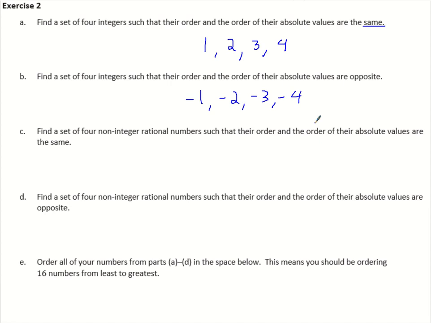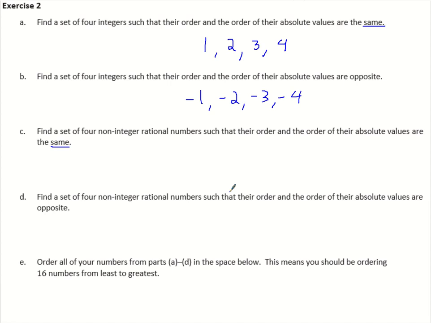Part C is very similar to part A, except instead of finding 4 integers that the orders are the same, now we're going to be finding 4 non-integer rational numbers. So these are going to be the things like fractions and decimals. Specifically, since it says non-integer, I can't use whole numbers. I can't use counting numbers. But once again, we know it's going to need to be at the very least positive because the order and the order of their absolute values are the same. So I'm going to have to deal with some positive rational numbers here.